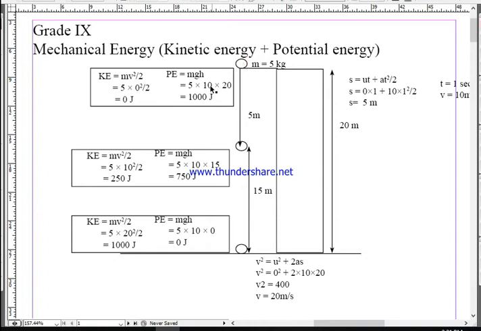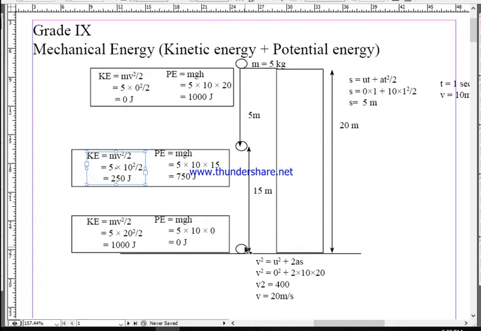Here at this point it has 1000 joule of potential energy, but no kinetic energy, 0 joule of kinetic energy. When it reaches this position, it has 750 joule of potential energy, and it has gained 250 joule of kinetic energy. You can see here its potential energy is decreasing from 1000 to 750, and its kinetic energy is increasing from 0 to 250.